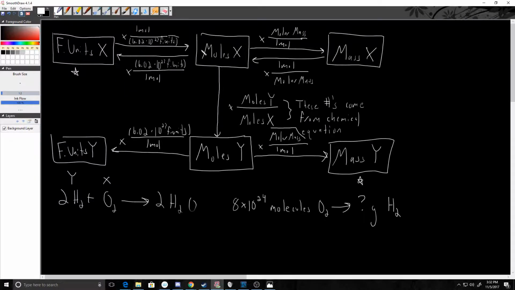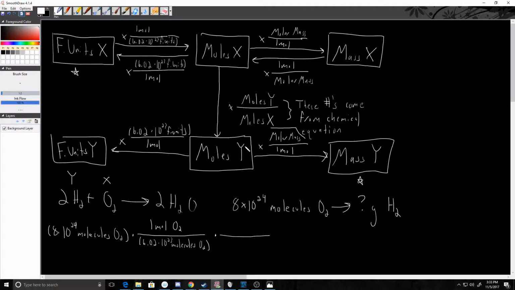So in this case, I need to go from formula units to moles of x, from moles of x to moles of y, and then the kicker, moles of y to mass of y. First step, write down what you know. Keep in mind, I try to keep my scientific notation things in parentheses. So 8 times 10 to the 24th molecules of O2 times, to go from here to here, following that arrow, 1 mole of that substance goes on top. And then 6.02 times 10 to the 23rd goes on the bottom. Keep in mind, molecules are formula units. Kind of surprised I fit that in there.